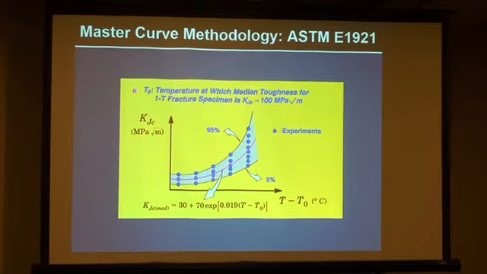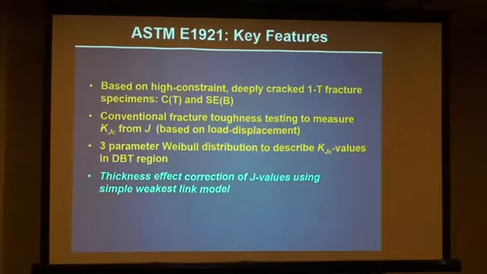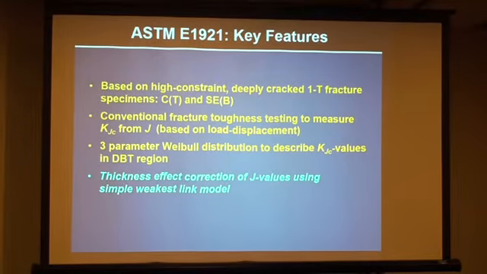Many people have talked about the master curve. I won't go into detail. Essentially, it is the T0 at the KJC of 100 for a standard 1T specimen, so a 1 inch specimen. Some of the key features are shown here. I'll focus here on the thickness effect correction of J_C value, or KJC, whatever you want, using a simple weak link model.